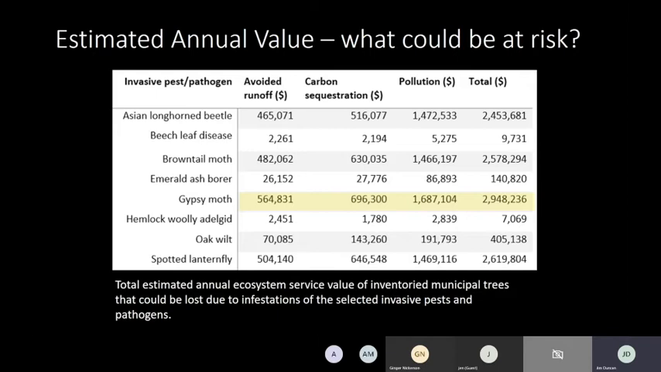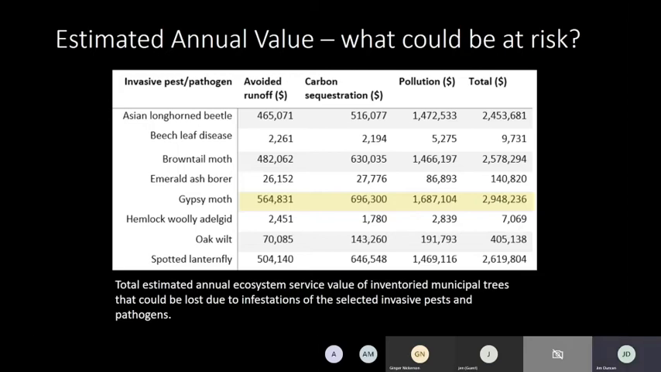Something like emerald ash borer, on the other hand, could have a pretty significant effect. Based on just those 88 municipalities, we'd be losing about $140,000 of services every year. Hemlock woolly adelgid is fairly small because we just don't have that much hemlock in our urban areas, similar to beech, where we just don't have a lot of beech in our urban forest. So though beech leaf disease can be pretty high mortality, we don't see a lot of beech impact. Looking at something like oak wilt, which only has one host genus, you can see the potential losses are pretty large there, $405,000 a year in services that we're not receiving anymore. And spotted lanternfly, gypsy moth, and brown-tail moth, along with ALB, represent these multi-genera species.